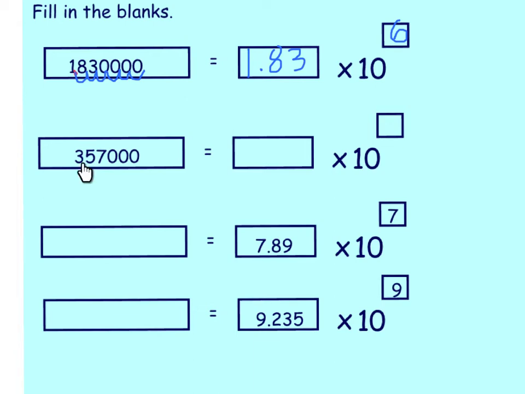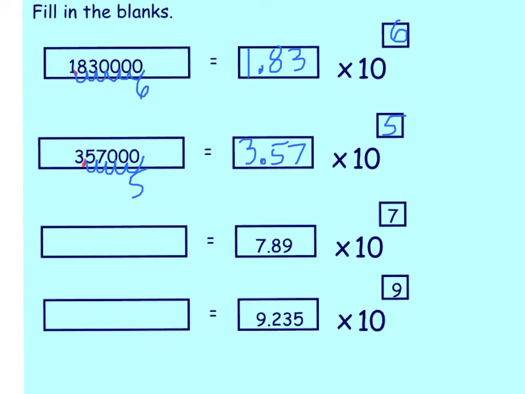Alright, next one. Let's put our decimal right there, and then we're going to go backwards. 1, 2, 3, 4, 5. So we moved 5 spots. So 5 spots. And our number was 3.57.